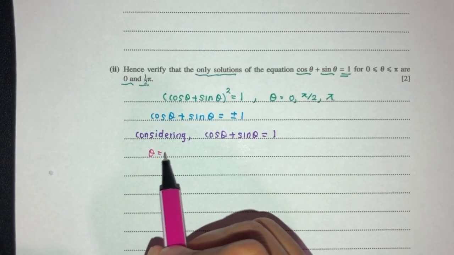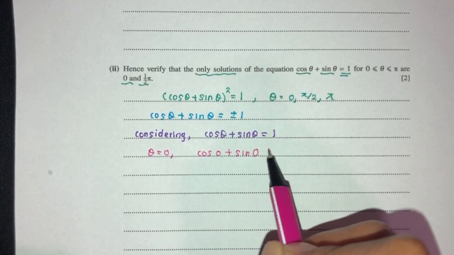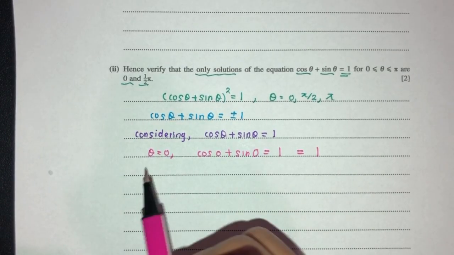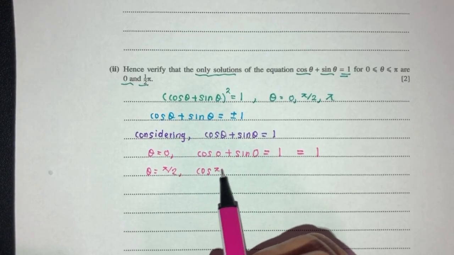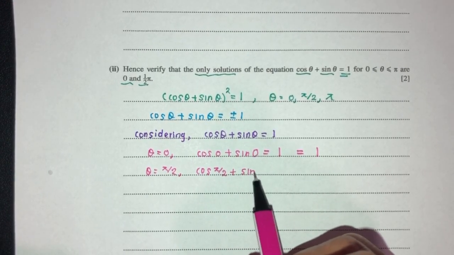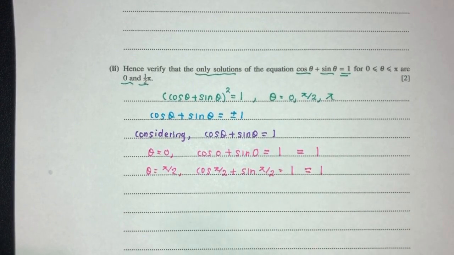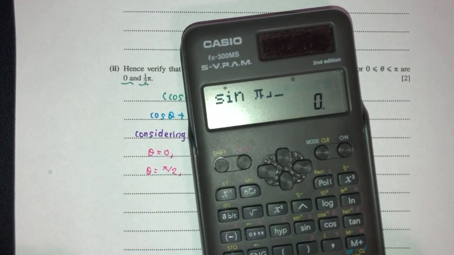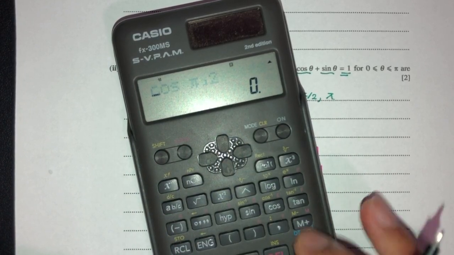Let's use the values. When theta is equal to 0, that will be cos of 0 plus sine of 0, which is equal to 1. Cool, which is valid. When theta is equal to pi by 2, that will be cos of pi by 2 plus sine of pi by 2, which is 1, equal to 1. Good to go. Let's check: sine of pi by 2 radians will be 1 indeed, and cos of pi by 2 will be 0.